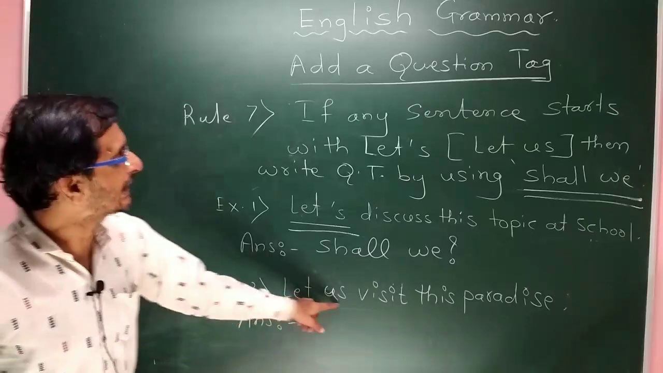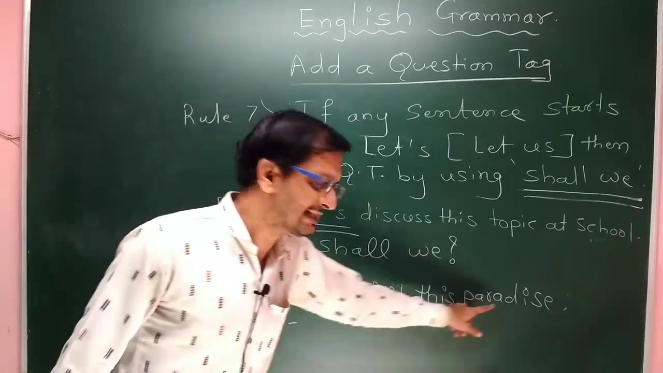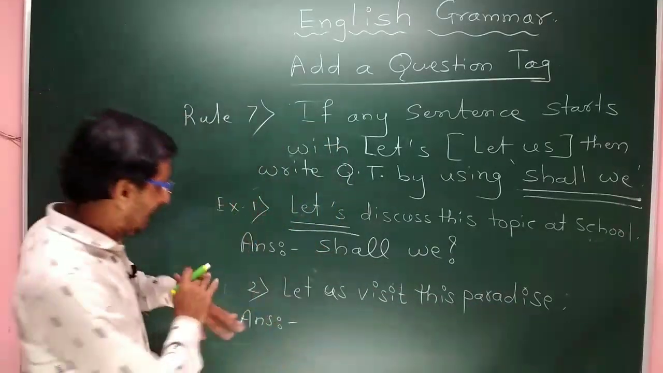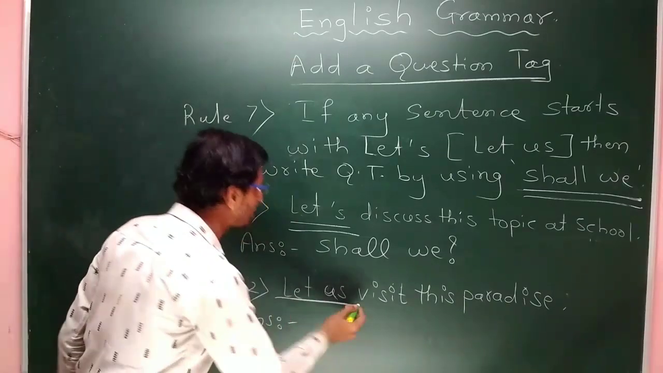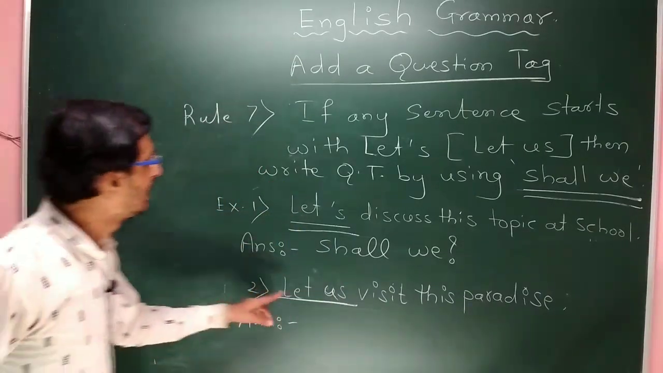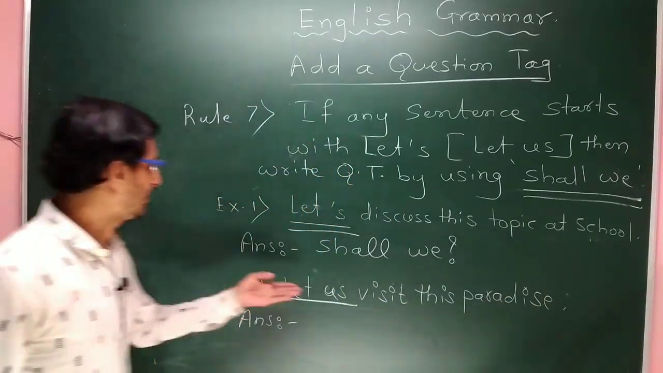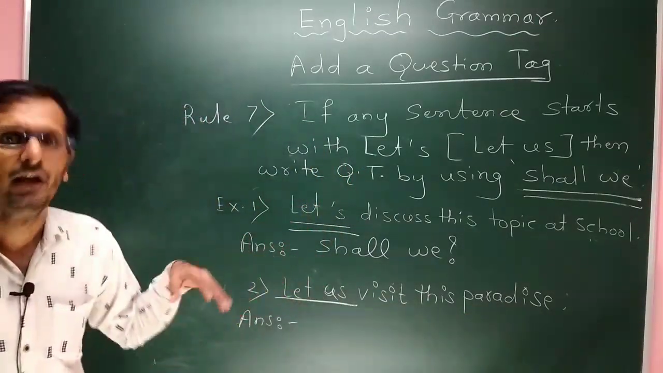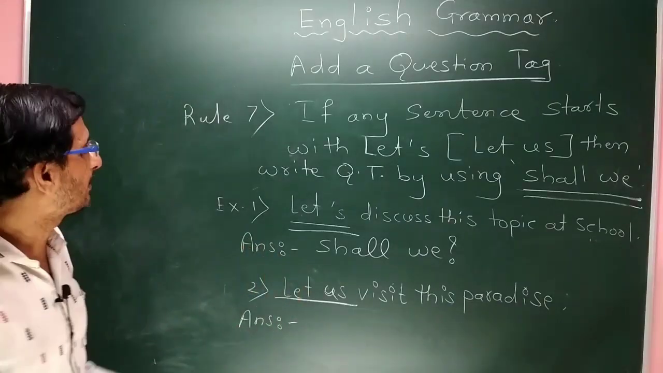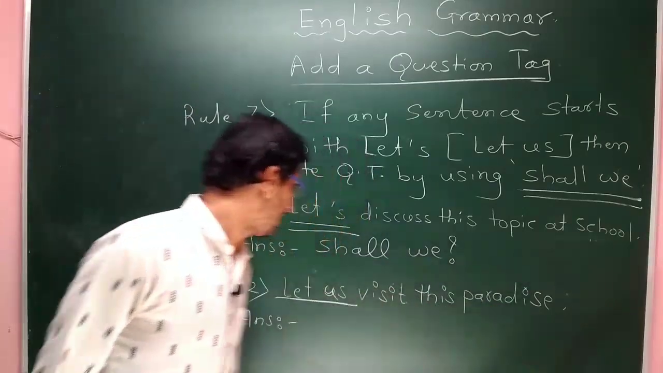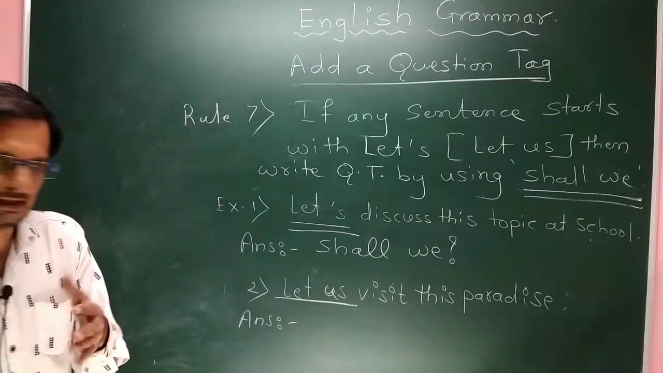Now here also: let us visit this paradise. This is the second example you can see here. Let us visit this paradise. Here it is clearly elaborated in this sentence: "let us", the long form, is given instead of the short form "let's". Don't get confused. "Let us" and "let's" are one and the same, as you know, because you are an English medium student in 10th standard. So, let us visit this paradise, then the answer will be "shall we", whether the sentence starts with "let's" or "let us".